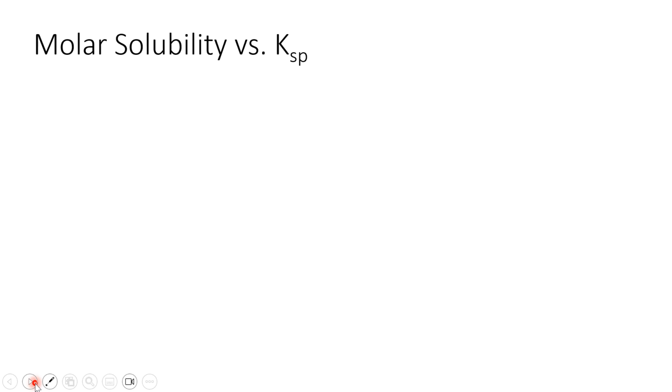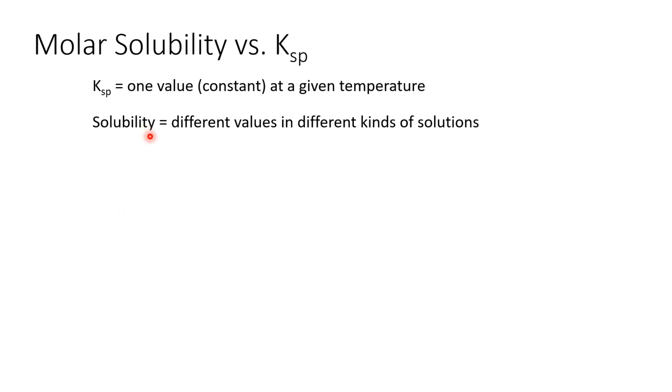So let's look at the math a little bit and try to make sense of what I just said. Why is it that you can look at a compound that produces 3 ions and another one that produces 2, and you can't look at their KSPs? Let's take a look mathematically why we can't just easily compare KSPs all the time to determine how soluble something is. Well, just to recap, a KSP is just one value. It's a constant at a given temperature, versus the molar solubility, which could be different values in different kinds of solutions. Let's take a look.